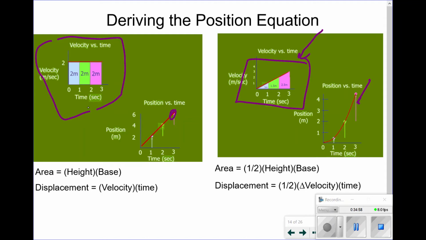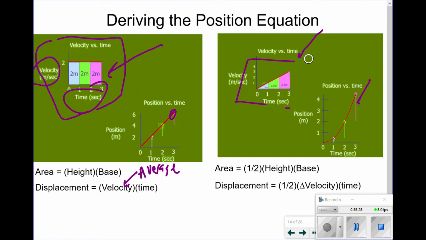At a constant velocity, my area would be that of a rectangle. So it would be height times base, or velocity, which is my height of the graph, times the time, which is the base. And so displacement is equal to the velocity times time. And we've done that in the past. And this velocity is going to be a constant, so we're going to say average right here, because I can't use that all the time.